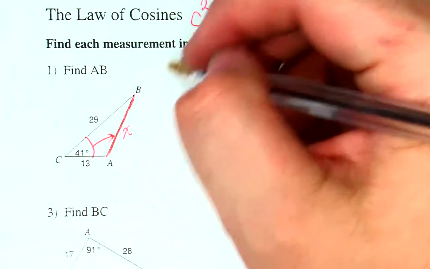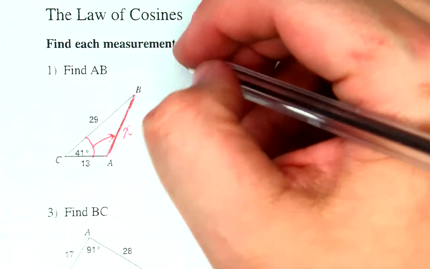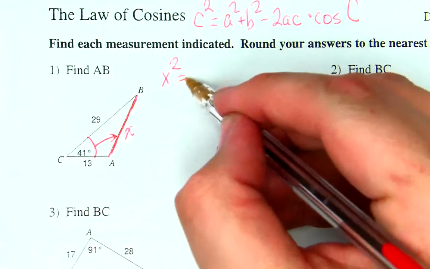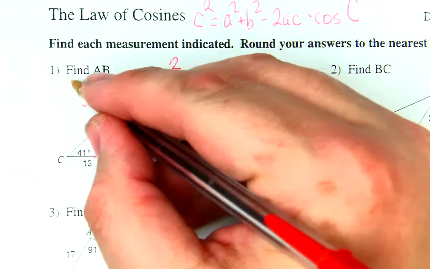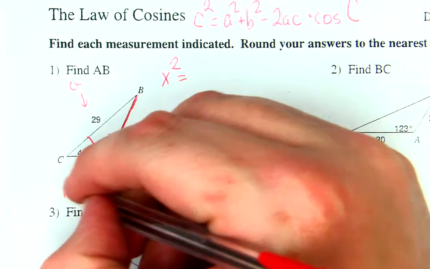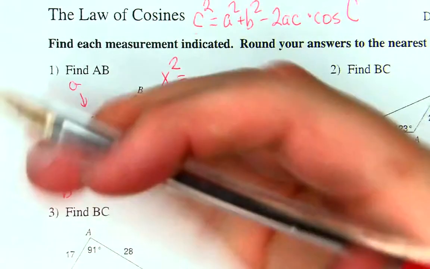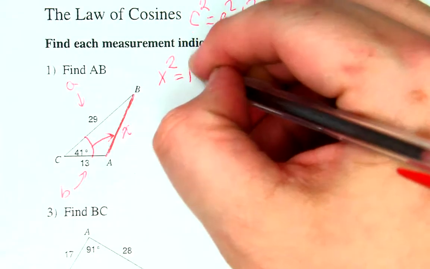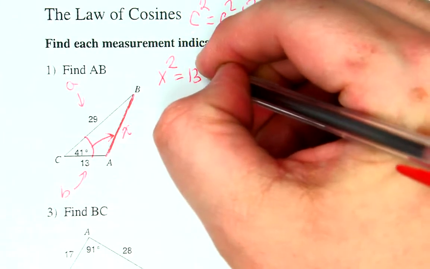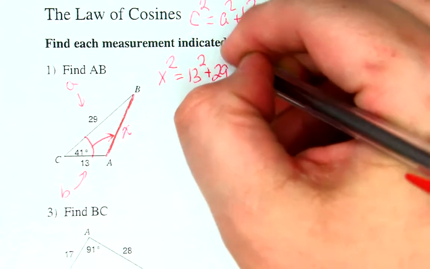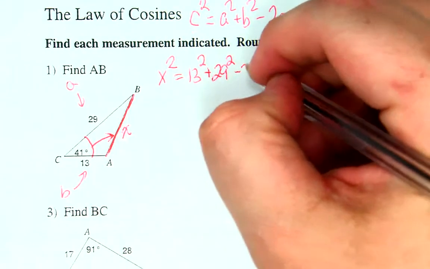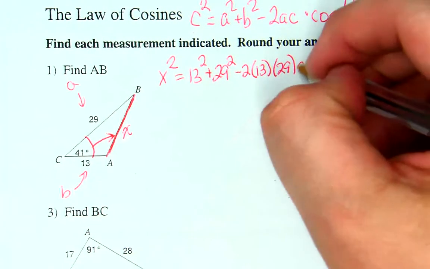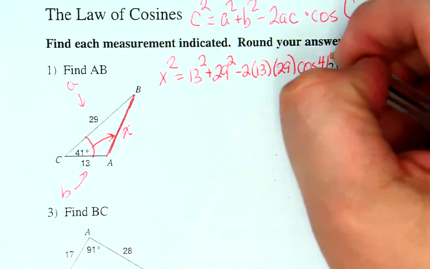So in this case, I'm going to get x squared from here. That's going to be equal to, so this guy's my A, and this guy's my B, or you can switch them around. You'll get 13 squared plus 29 squared minus 2 times 13 times 29 times the cosine of 41 degrees.